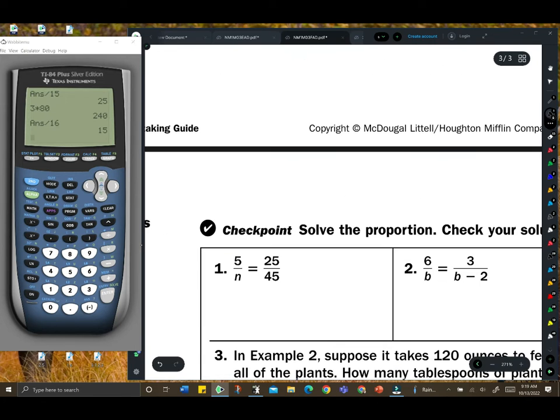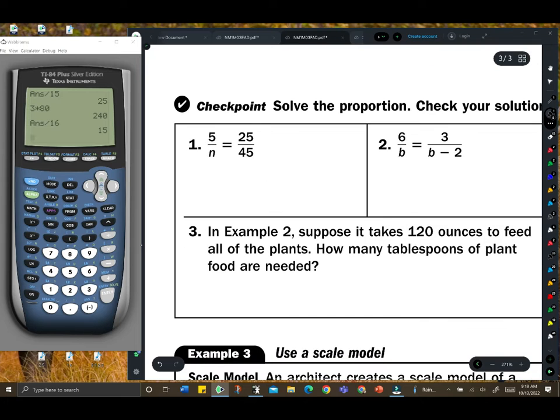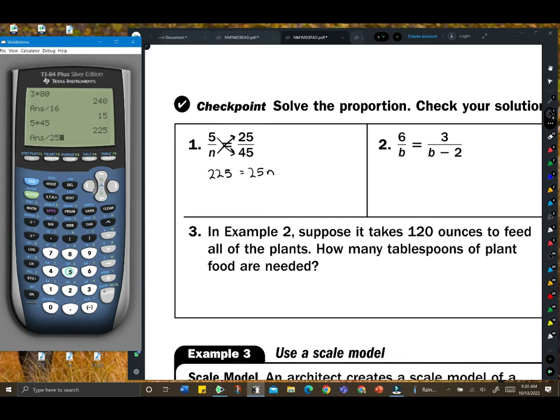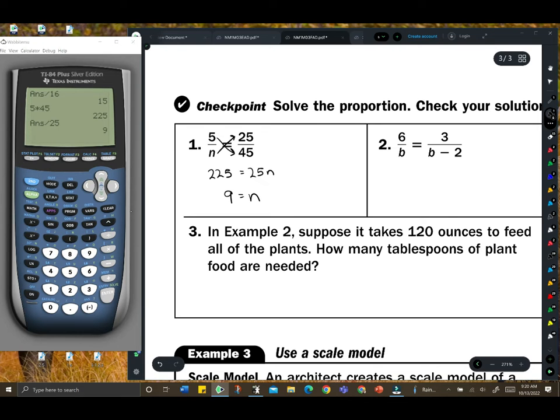Let me show you some more examples here. The checkpoint here is, again, cross multiplying. We need n, so we're just going to cross multiply. 5 times 45 is 225, and that's equal to 25n. Dividing by 25 tells us that 9 is equal to n.